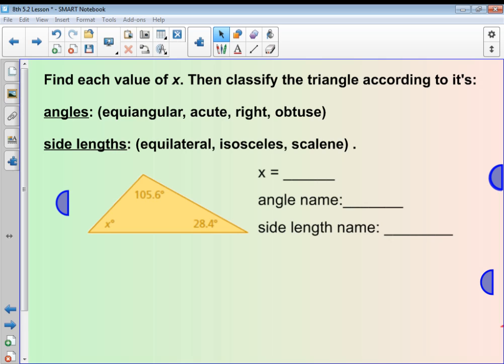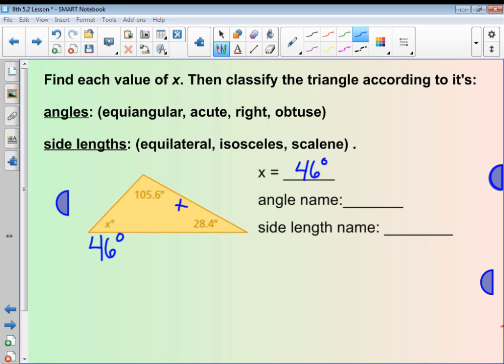180 minus 105.6, and then subtract off my 28.4. When I do that, it gives me 46. I would get the same answer if I added these two together and then subtracted it. So I just found out that x is 46 degrees. According to angle name, we're going to look at the largest angle measure, which was our 105.6. That would be considered an obtuse angle because it's larger than 90, so it's an obtuse triangle.